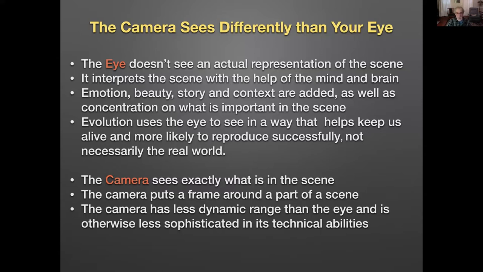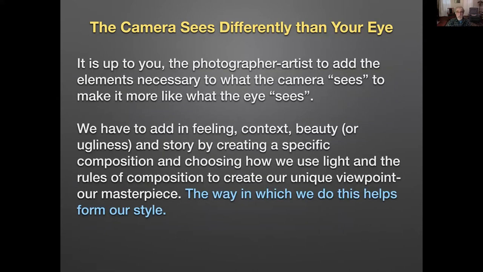So when you're taking a picture, let me go to the next. It's up to you, the photographer, artist, to add the elements necessary to what the camera sees to make it more like what the eye sees. We have to add in feeling, context, beauty, or ugliness, and story by creating a specific composition and choosing how we use light and the rules of composition to create our unique viewpoint, our masterpiece. The way in which we do this helps form our style. So style starts at the very, very beginning.